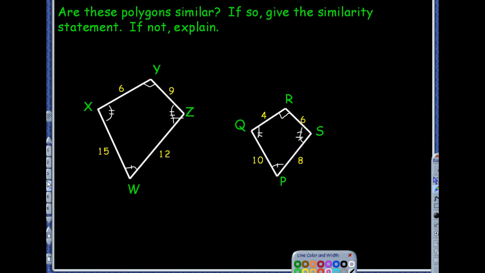All right, let's try the same question, just with different polygons. Right. Now we've got quadrilaterals. So we've got some four-sided figures. And again, are these polygons similar? Now I want you to look at the pictures here. What do you notice? Well, first thing, going back off of the other one, I noticed that angles are labeled. Yes.